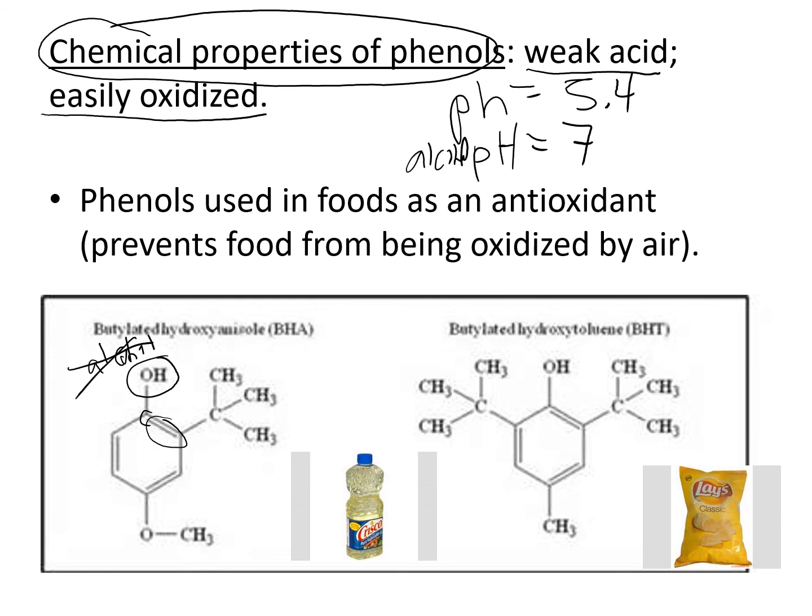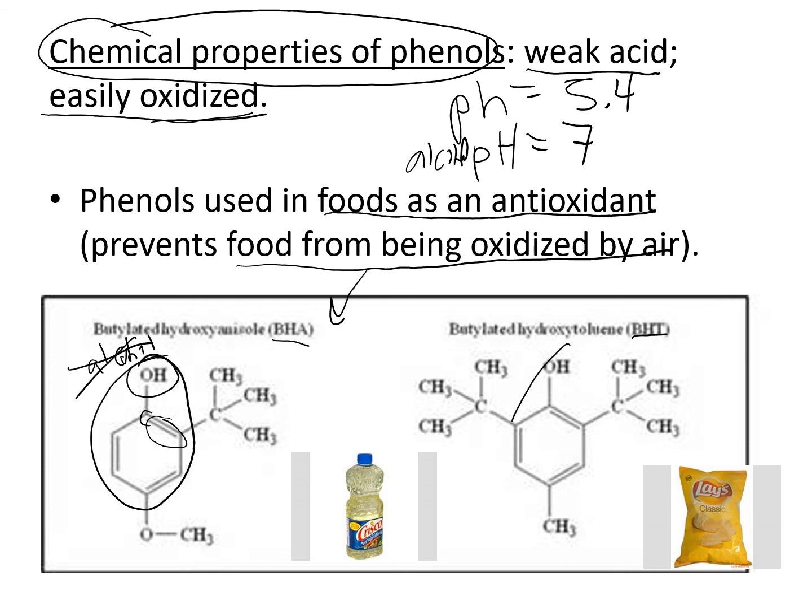The other thing we said is phenols are easily oxidized. So phenols are added to foods as an antioxidant. They prevent your food from being oxidized by the air. So we have two examples below. For example, vegetable oil, they may add BHA or BHT to it because these compounds will be oxidized, because they have phenol as the functional group in them, versus the oil itself, or compounds such as oil used in making potato chips. So instead of the potato chips or the oil going rancid from being oxidized by the air, which contains O2, the phenol will get oxidized first.